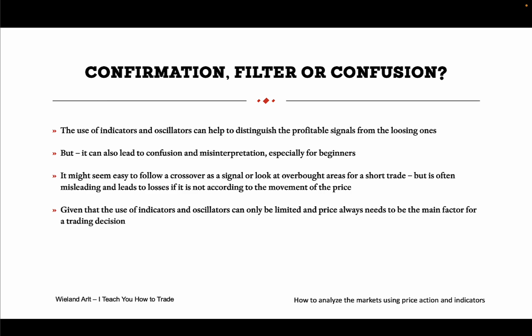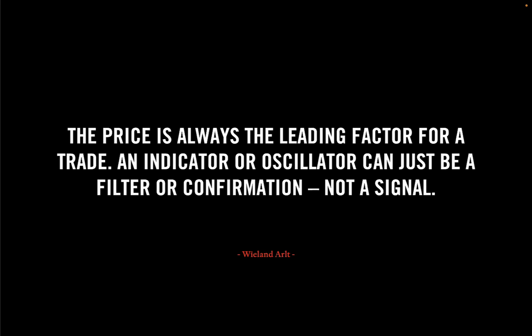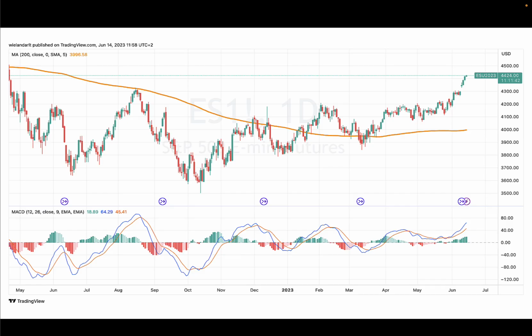Now let's go through some ideas on how to use this. But the price is always the leading factor for a trade. An indicator or oscillator can just be a filter or confirmation. It's never a signal. This is what I feel about using oscillators and indicators. And it's definitely a good idea to keep this in mind and to think about this while trading and analyzing.